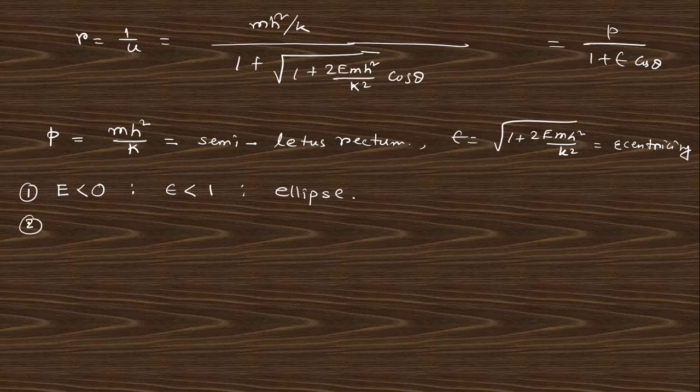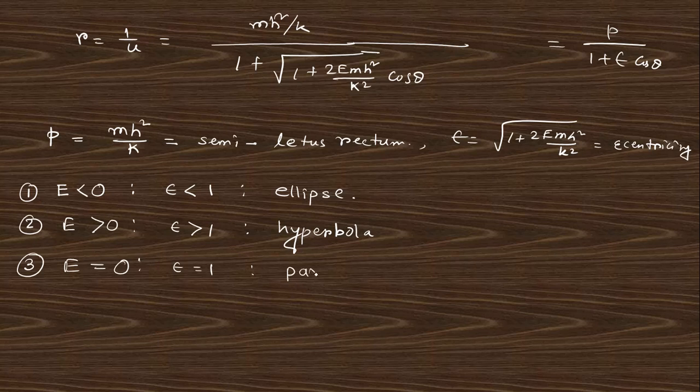Number 2, energy is greater than 0. So epsilon is greater than 1. Epsilon greater than 1 is the hyperbola. So depending on the energy, the shape will differ. If energy is 0, the epsilon will be 1. This is the parabola.